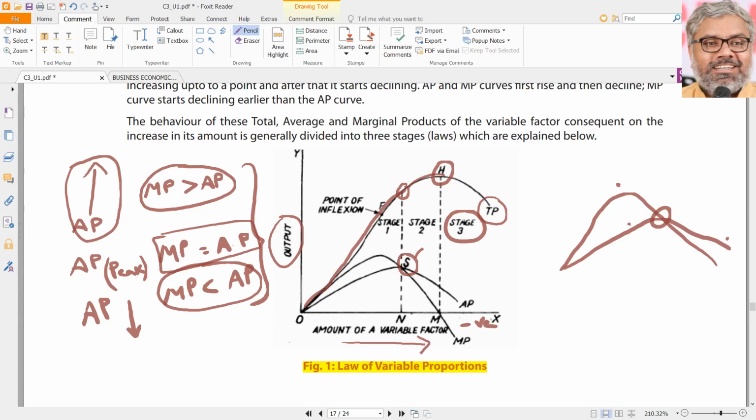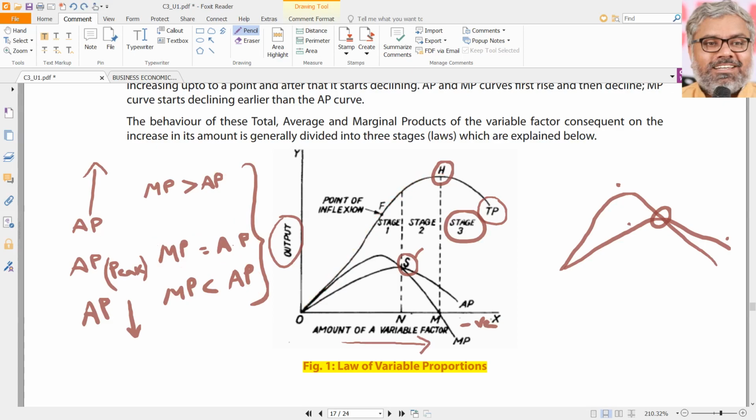And what is this point S? That is exactly where the average product is at its peak and marginal product is equal to average product. So that is the end of stage 1 you can call it, beginning of stage 2 you can call it. End of stage 2 happens where the total product reaches its maximum and marginal product becomes 0. The beginning of stage 3 starts at the same time, but in stage 3 what happens? The total product starts declining, marginal product turns negative. These are the 3 stages we can observe from this particular graph.